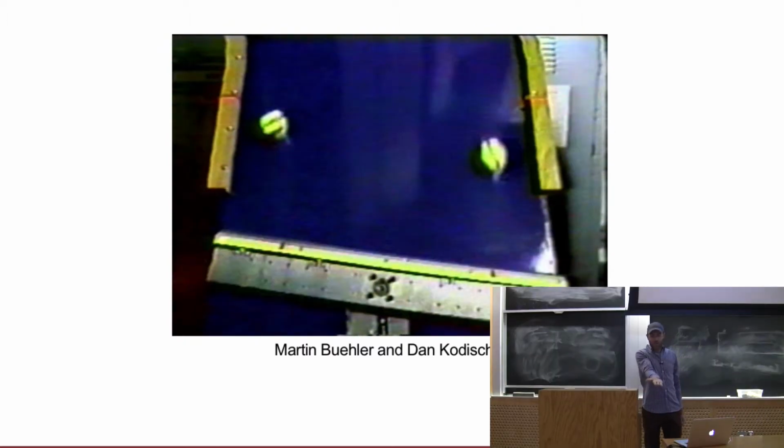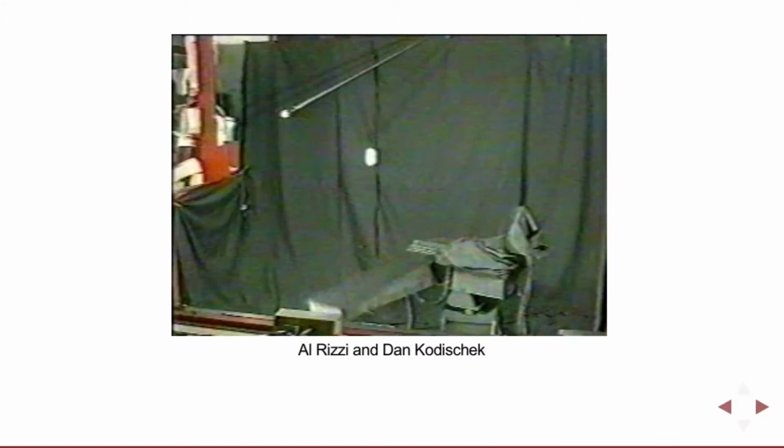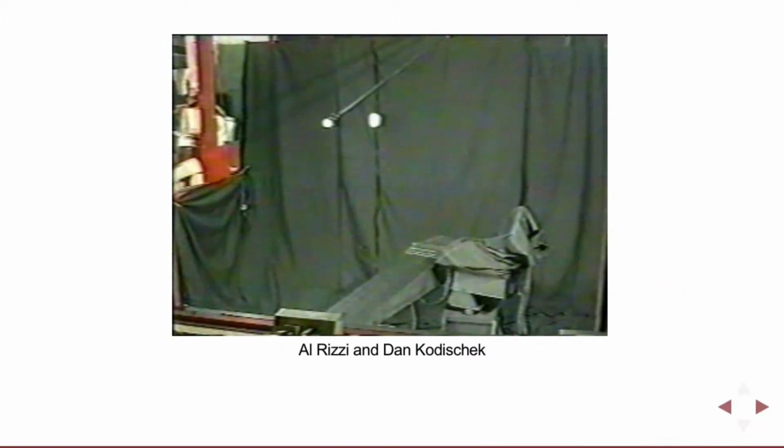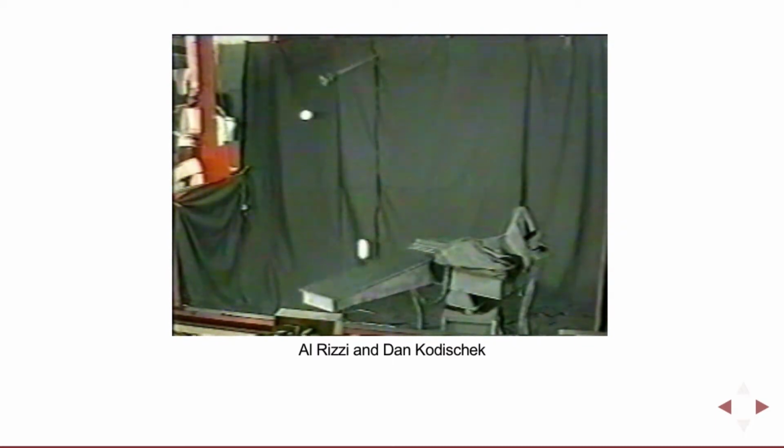Okay, and then there's, of course, the same trick that you did to go from 1D to 2D. You can do this in this direction too if you have an extra degree of freedom in your manipulator, and extend it to 3D. And this is where Al Rizzi came into the picture, and working with Dan did the 3D version.